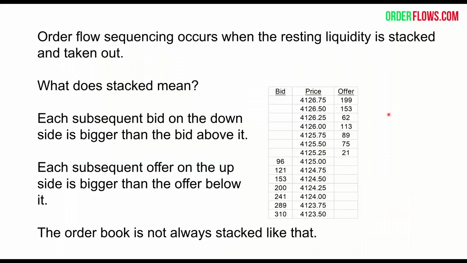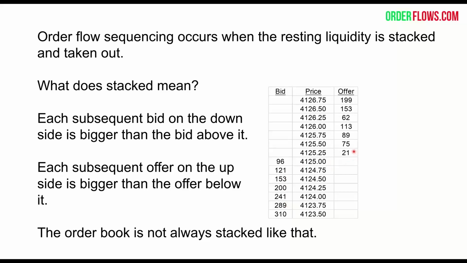This is one of the new features that we put in the software last year. What it is, it's when resting liquidity is stacked and taken out. So what does stacked mean? Well, each subsequent bid on the downside is bigger than the bid above it. So you can see here like 96, 121, 153, 200, 241, 289.